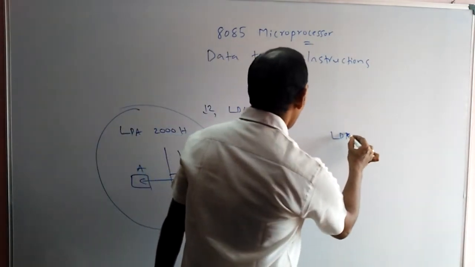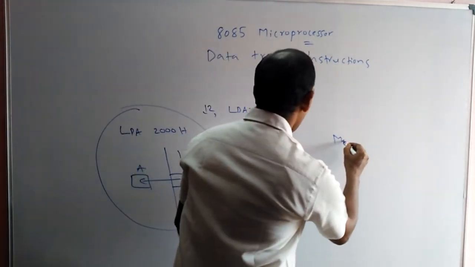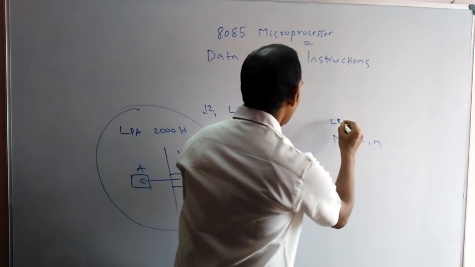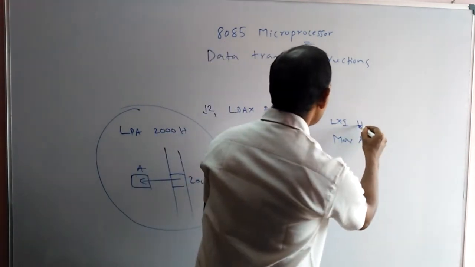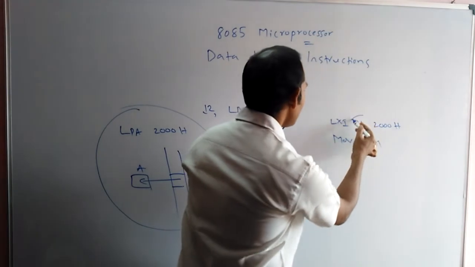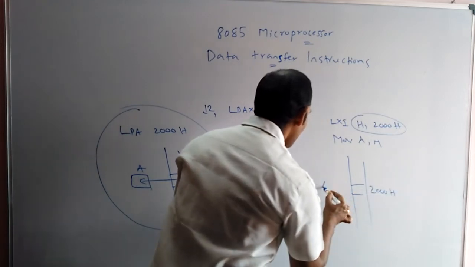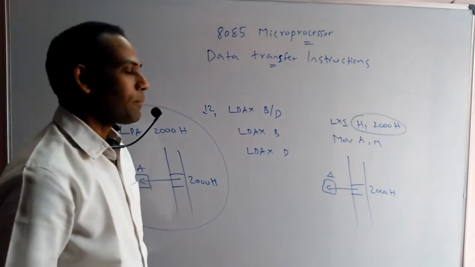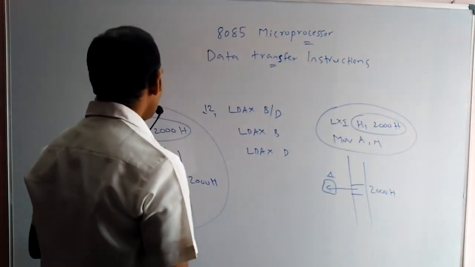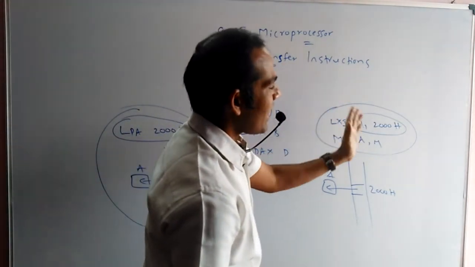If you write MOV A, M, let us assume that the previous instruction is LXI H, 2000H. At this time HL is 2000, which means whatever is there in 2000 is copied into the accumulator. Finally, whether you write like this or like this, the task is the same: 1 byte at 2000 is copied into the accumulator.